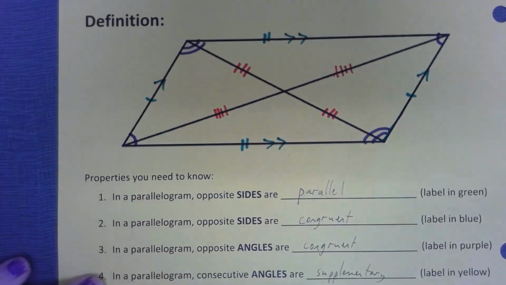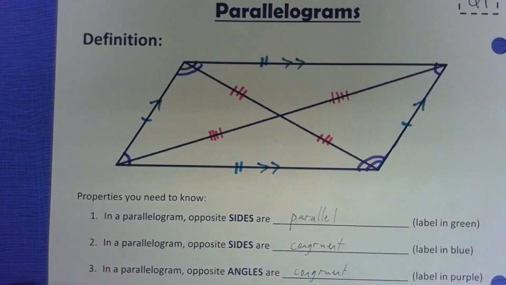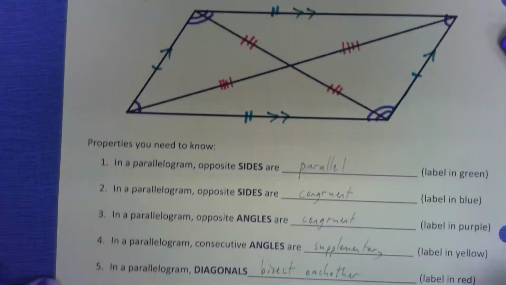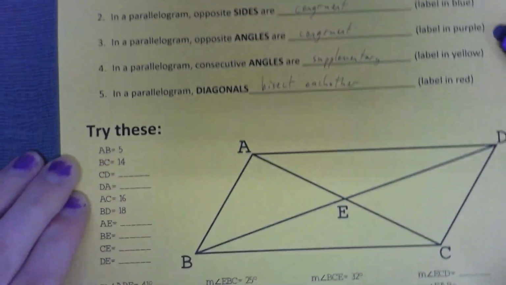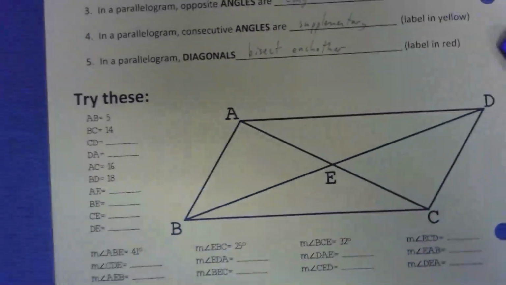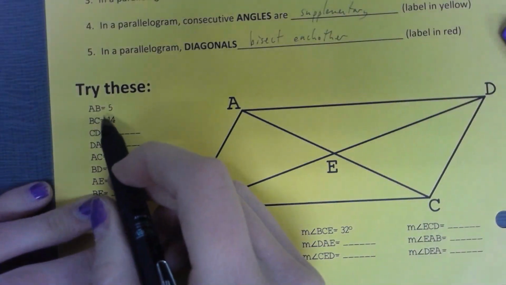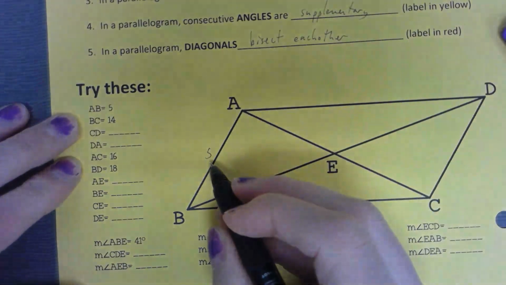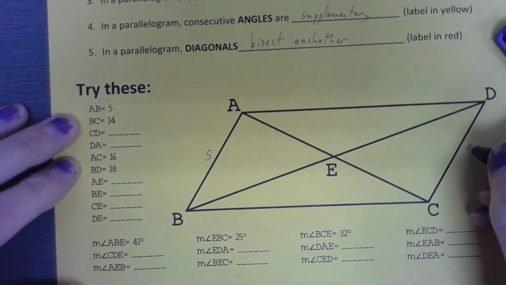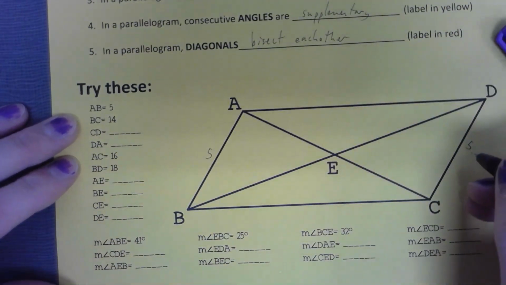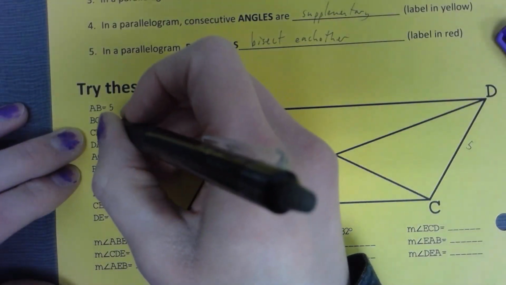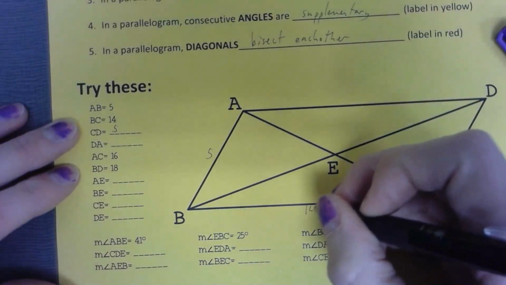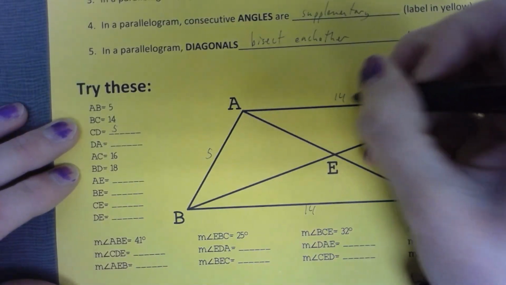In red. So when we know certain measures on our parallelogram, we can find some missing ones using those properties. So if we know that AB is 5, well then we also know that DC is 5. Opposite sides are congruent. So look at CD, also 5. BC is 14. Then we'll know that AD, also 14.